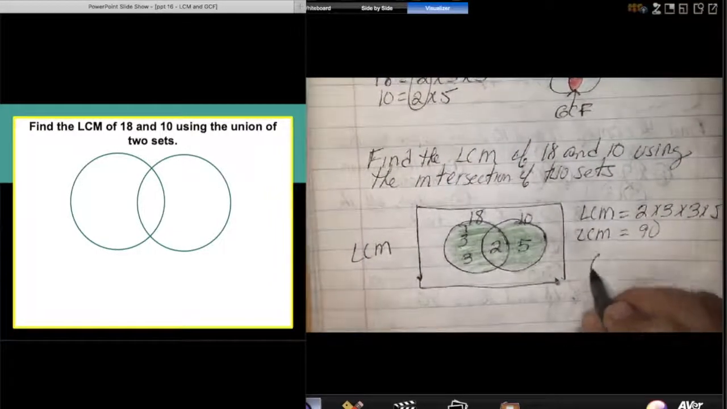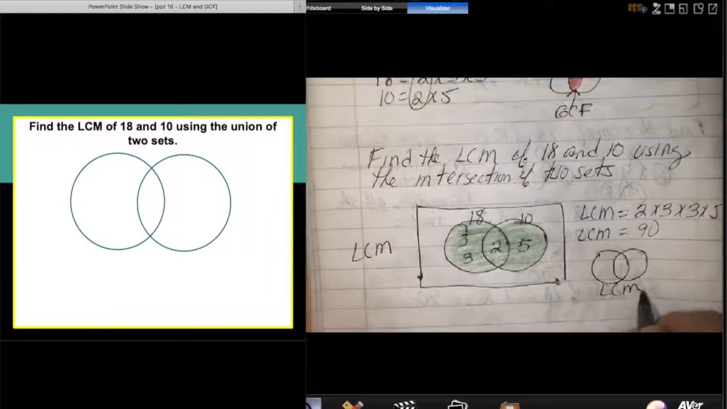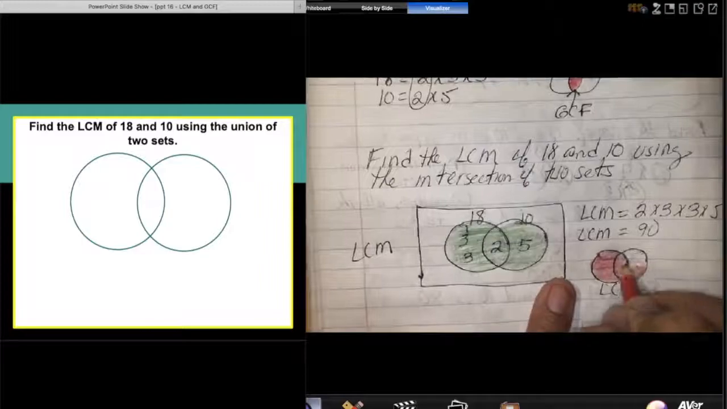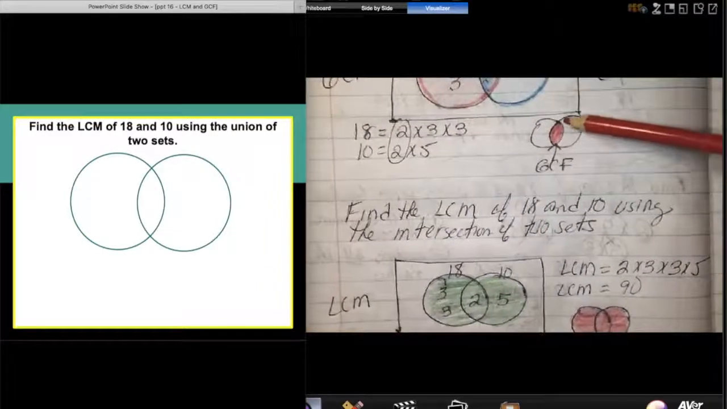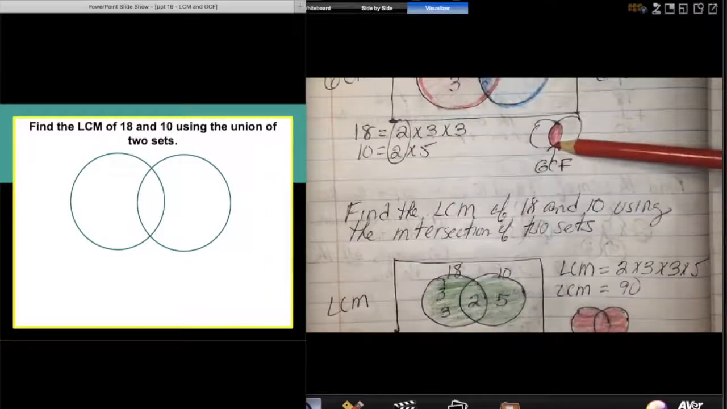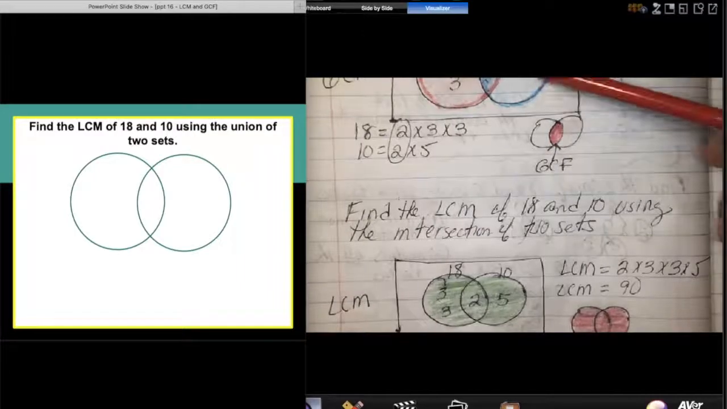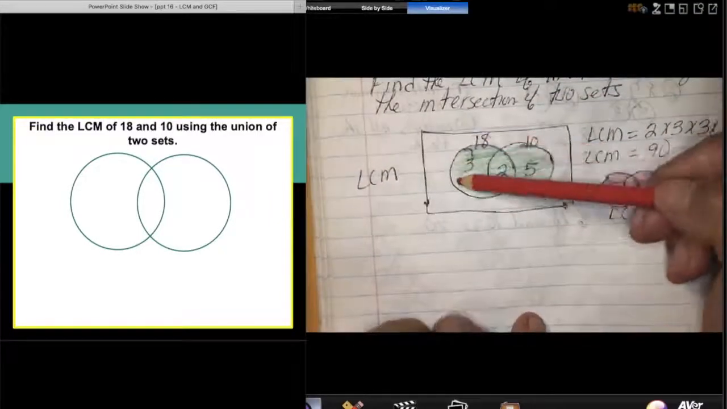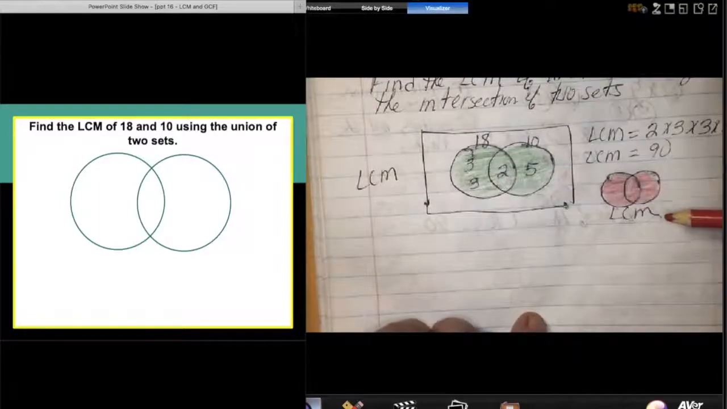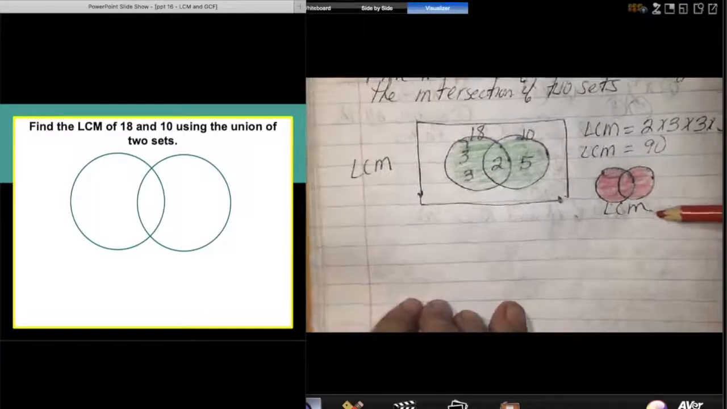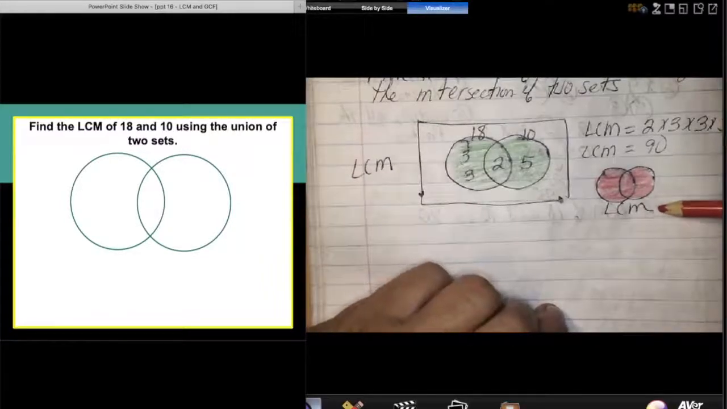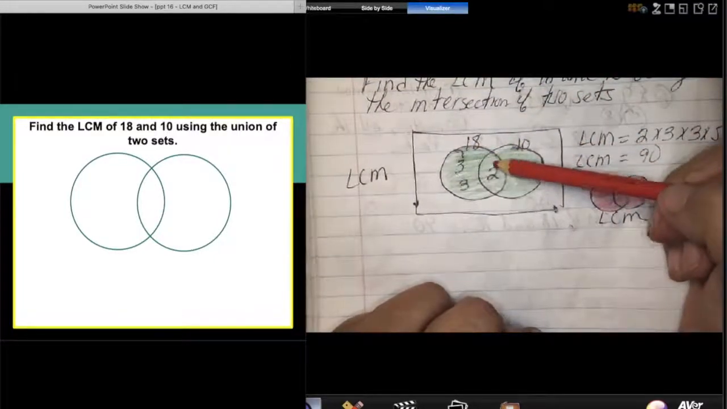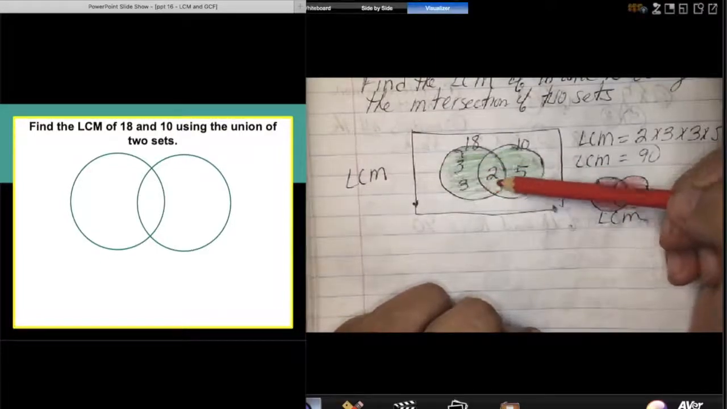So here, the LCM is represented by all the factors in both circles, while the GCF is represented only by the factors inside the intersecting or overlapping circles. So in the same diagram, I can look at the center part and find the GCF, or I could look at both circles, multiply all of the numbers, and that would give me my LCM. So what is the purpose of using a Venn diagram? It helps eliminate duplicates. Any number that's common to the 18 and the 10 is put in the center section, and so we already eliminate any duplicates.